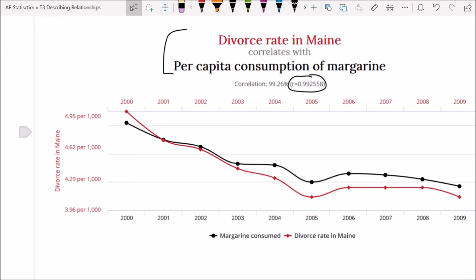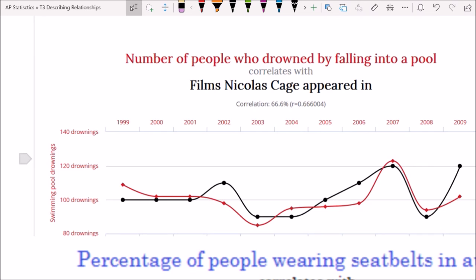And we've certainly decreased our margarine consumption in this country after we've learned about some health effects. So it could probably be a total coincidence. Here's another one that's kind of bizarre.